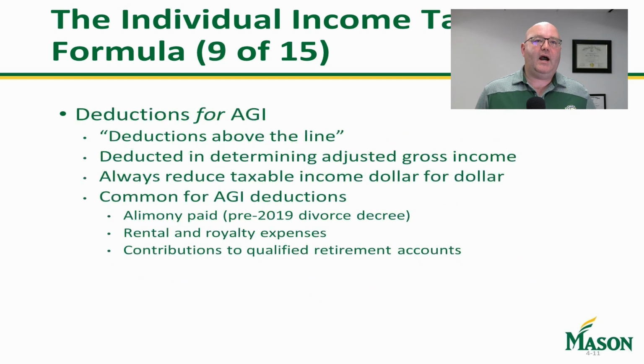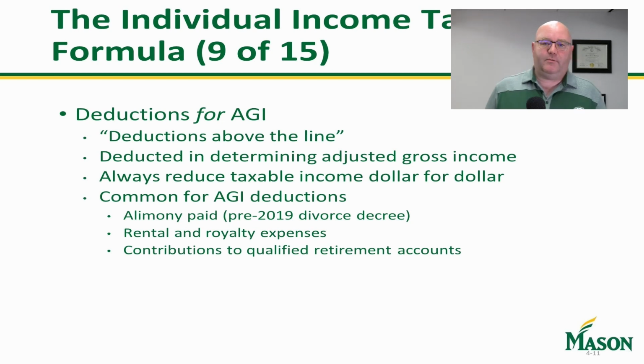Deductions for AGI, like I said, are your above-the-line deductions. Very common ones are your alimony, your rent and royalty expenses, and contributions to qualified retirement accounts. I know they're saying rent and royalty expenses, but I don't really call that a deduction for AGI, and here's why.